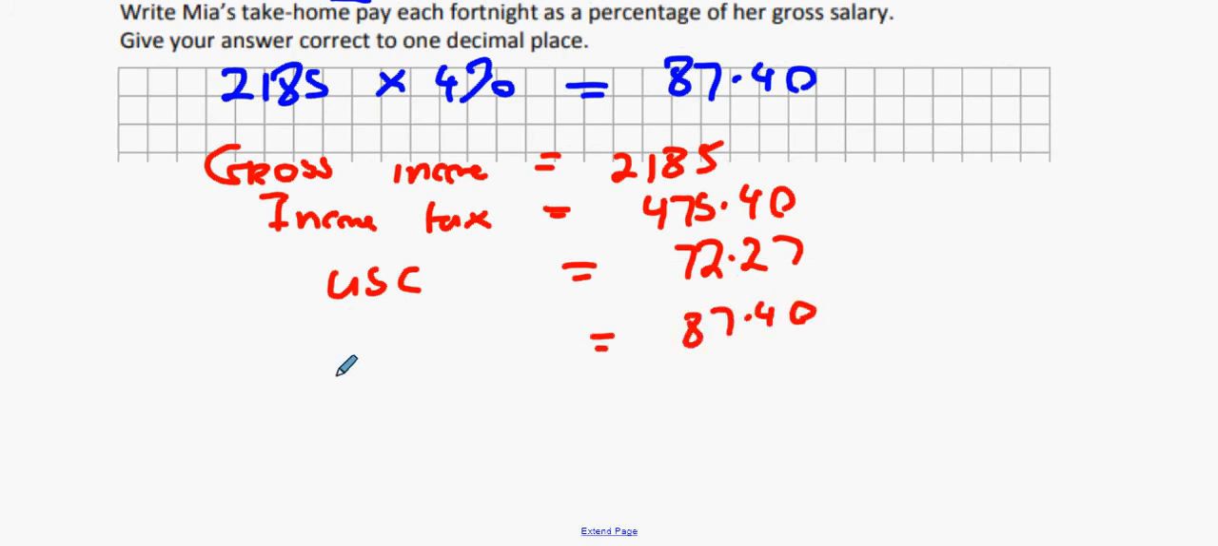And then at the very end, what's the answer at the very bottom? Take home pay or net income, whichever one you want to call it. I'll just call it net income because it says take home pay in the question, so it's not relevant. So get that and take away all that.